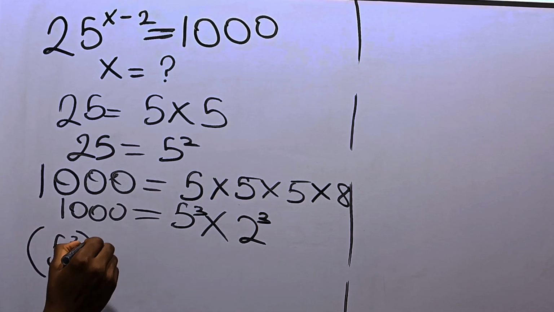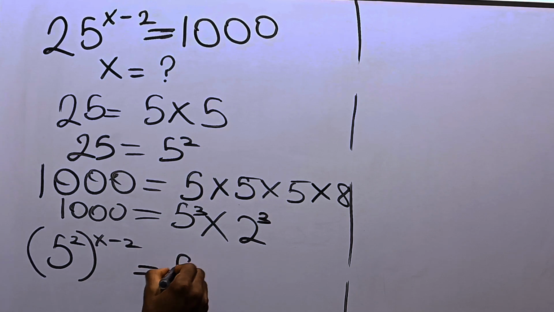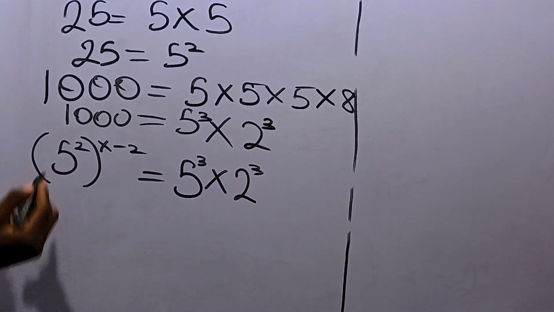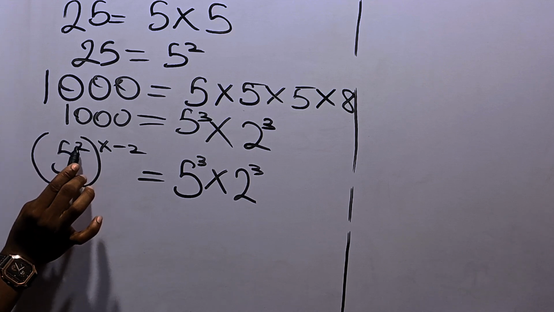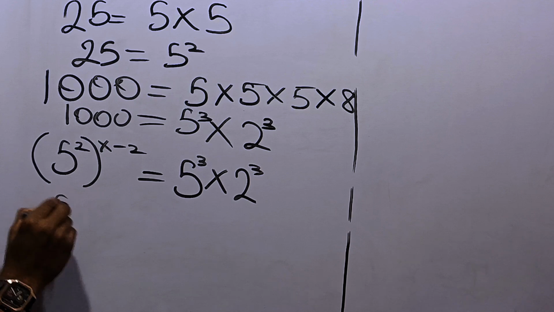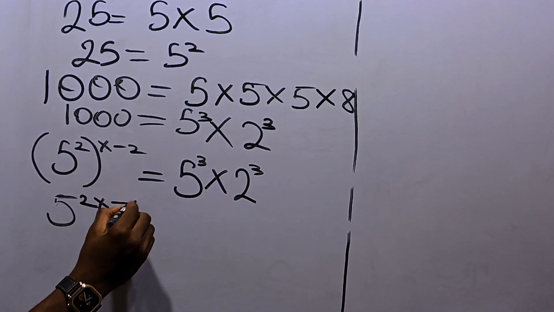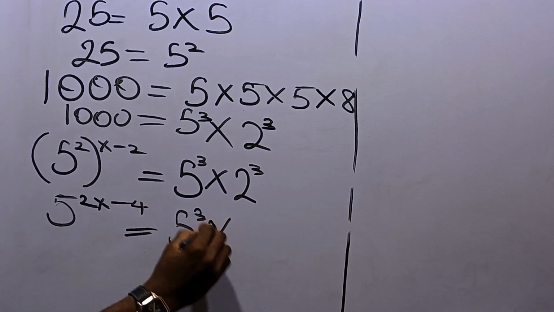Now, replacing 25 raised to the power x minus 2 equals 1000 with this, we have 5 squared raised to the power x minus 2 is equal to 5 raised to the power 3 times 2 raised to the power 3. Now, from here, you multiply out. So you have 2 times x, which gives 2x, and 2 times minus 2 is minus 4. This is now equal to the same 5 cubed times 2 cubed.